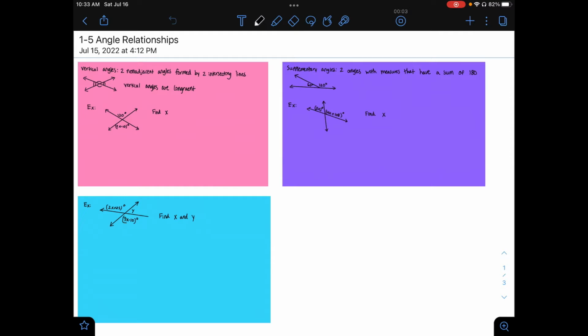Welcome back everyone. I'm Kate, and today we're going to be covering Unit 1-5, Angle Relationships. So, we're going to start by covering vertical angles.